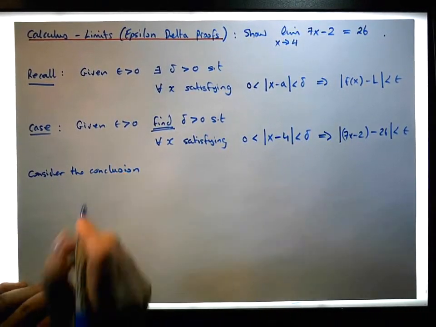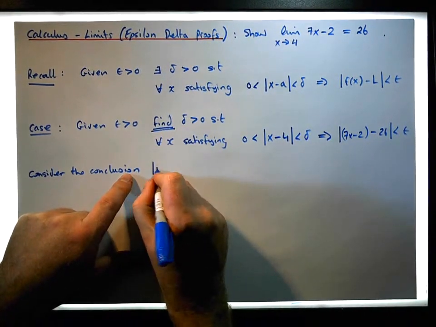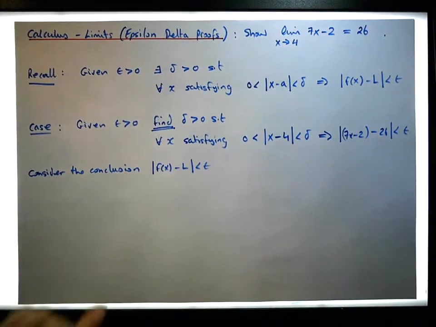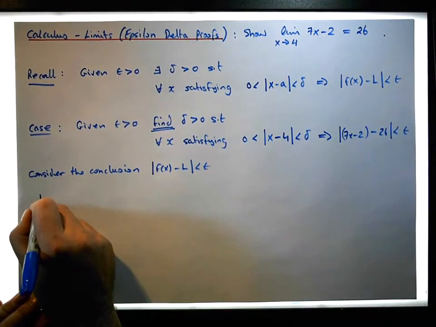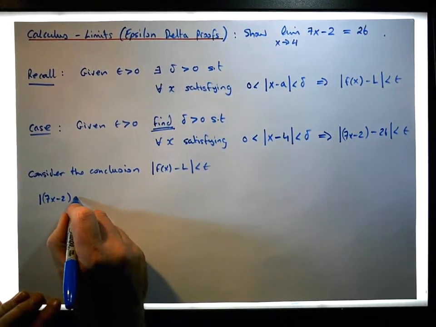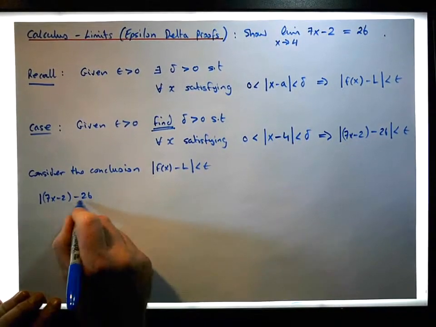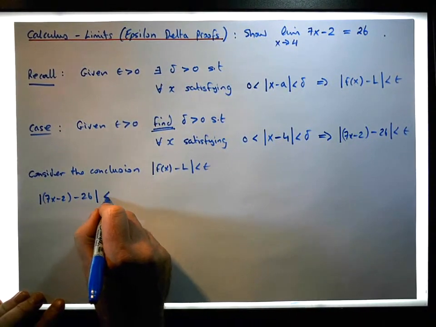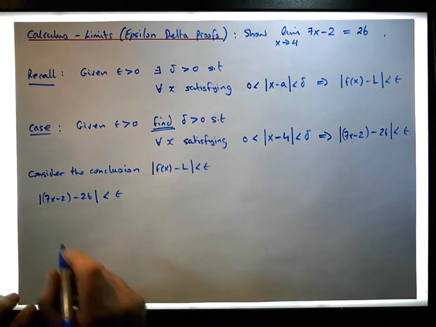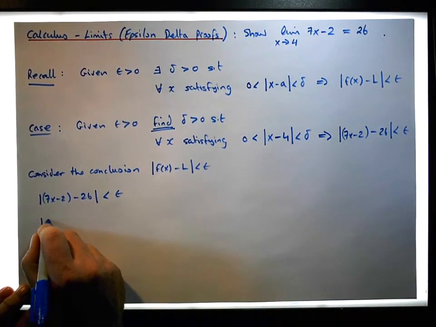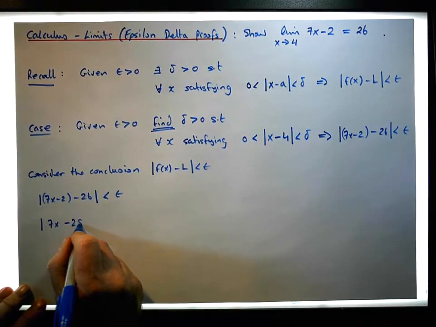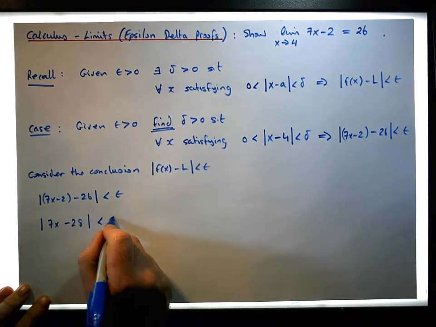The conclusion is of the form, don't forget, the absolute value of f of x minus L is less than epsilon. So we consider this thing here. What does this tell us? The absolute value of 7x minus 2 minus 26, the function minus its limit, has to be less than epsilon. Let's get rid of the brackets. Therefore, 7x minus 2 minus 26 gives us minus 28, and the absolute value of that has to be less than epsilon.